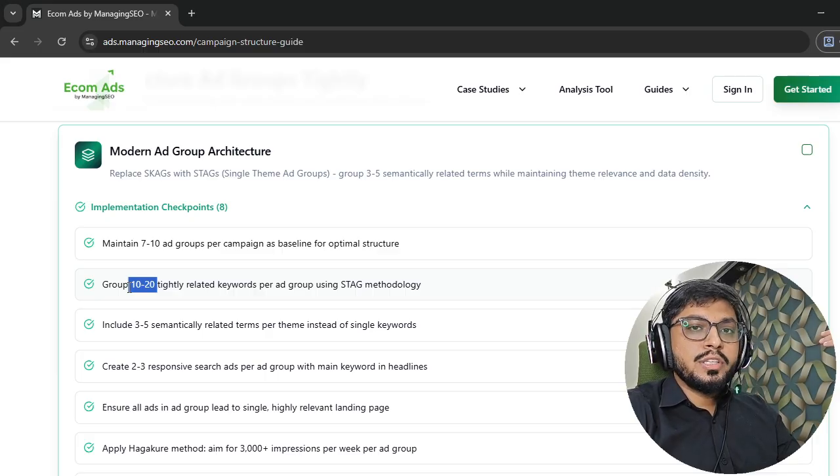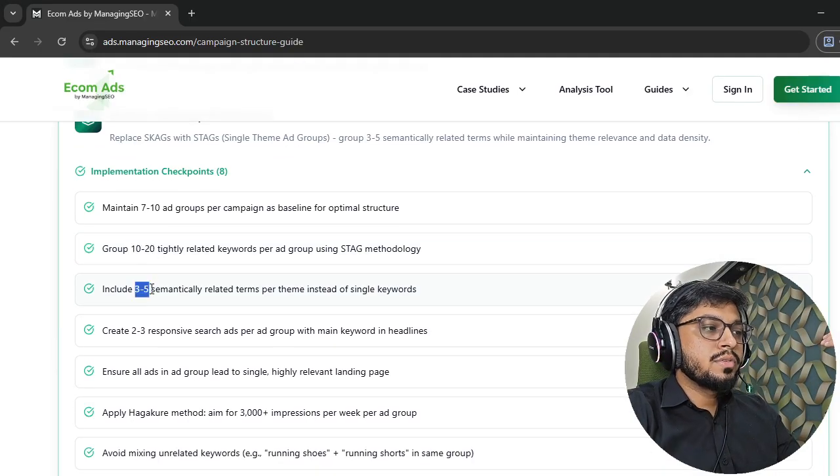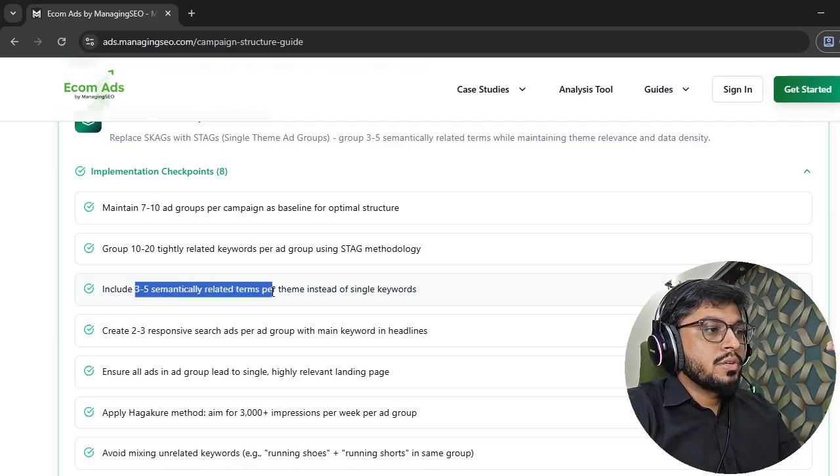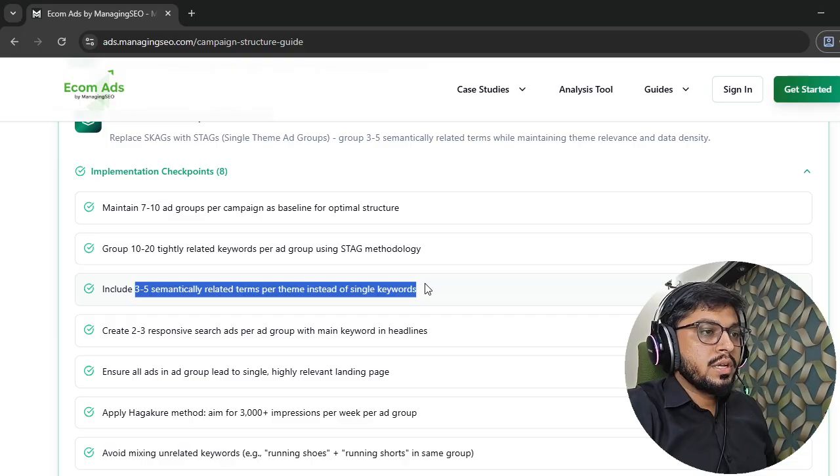If you are adding phrase match or broad match, do not go with more than 5, and include 3 to 5 semantically related terms per theme instead of a single ad group. It's like the tags idea that I just mentioned.